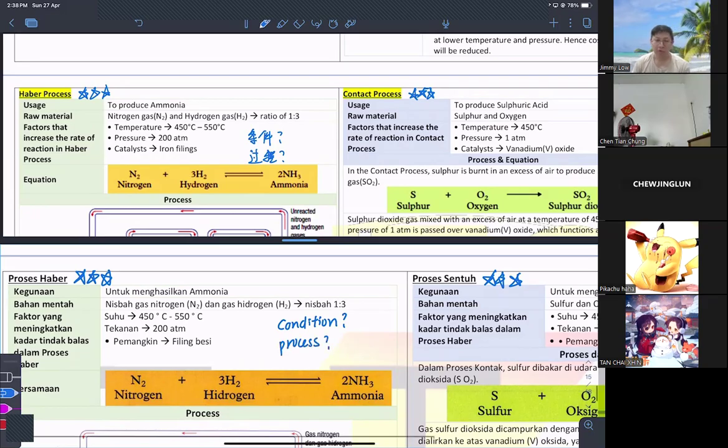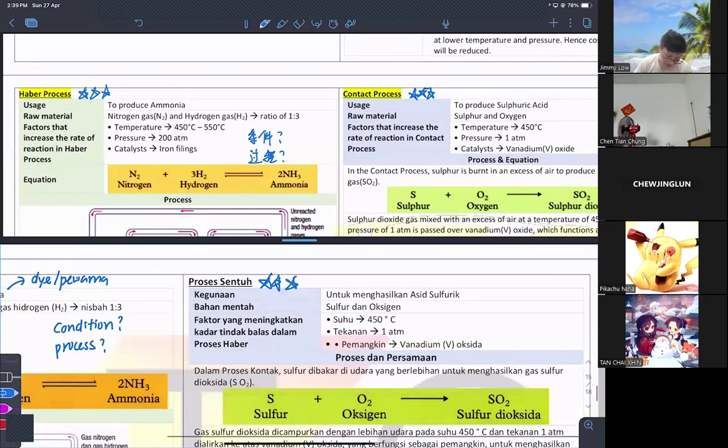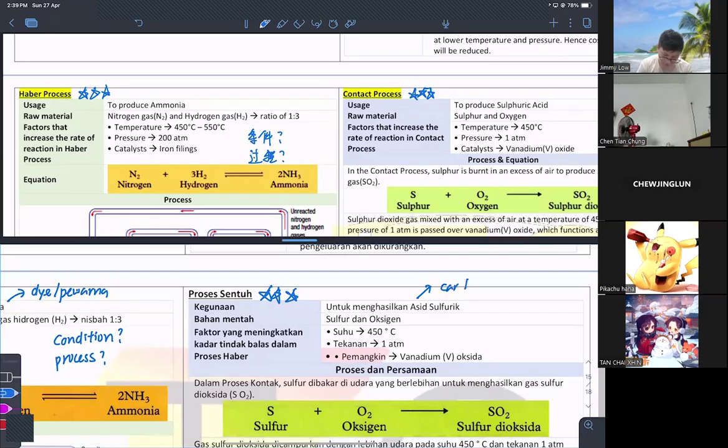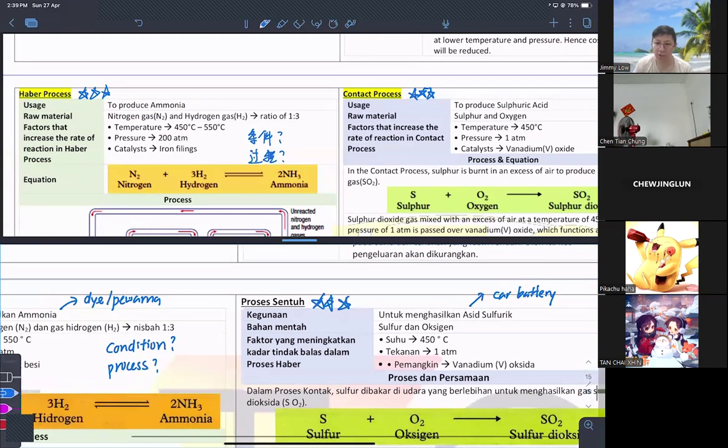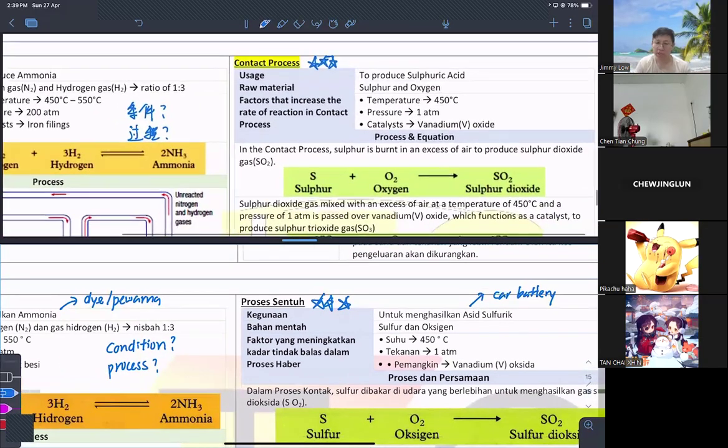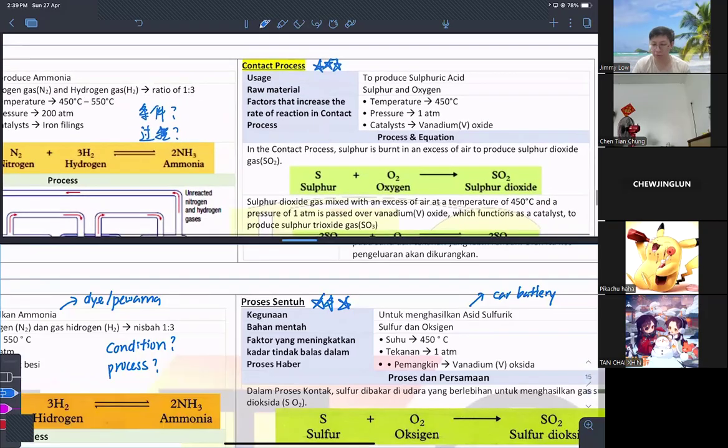One more thing is actually quite important. When the question asks you what is the function of producing ammonia or producing sulfuric acid, I have a general answer for you. Ammonia, you can say dye, in BM called pewarna. When you dye your hair or whatever, you use ammonia. For sulfuric acid, you can tell yourself car battery. Sulfuric acid is used in producing car batteries. If the question asks why people produce ammonia or sulfuric acid, what is the function of them, you tell them it can be used in this way.